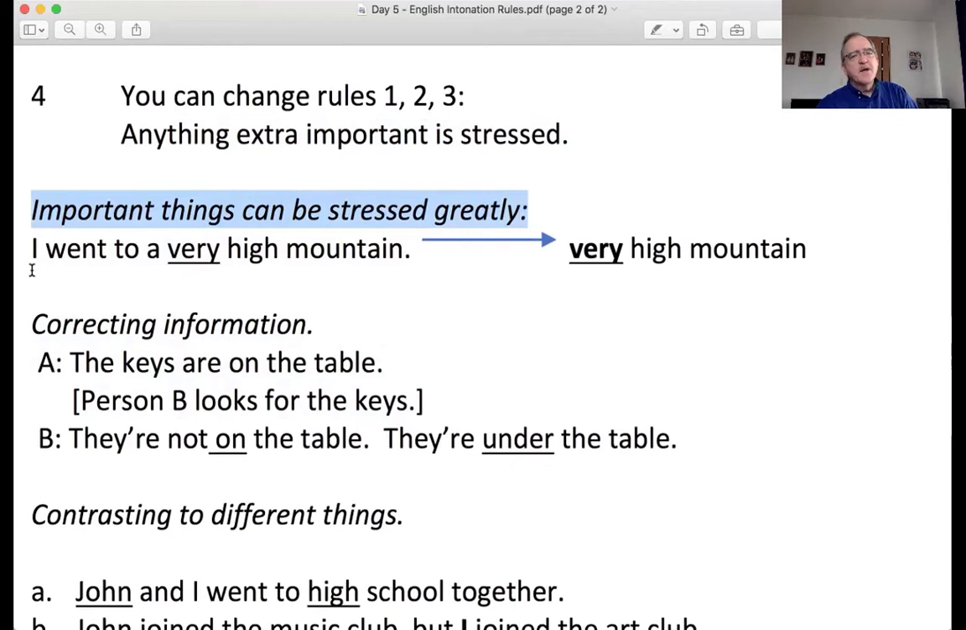For example, I went to a very high mountain. I went to a very high mountain, okay? I went to a very high mountain. Now, if I want to stress "very," I went to a very high mountain. Can you see the feeling there? Very. So that is the rule.